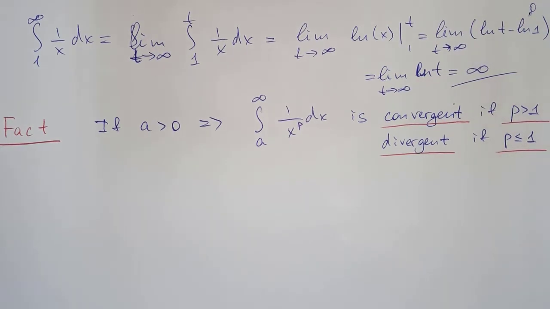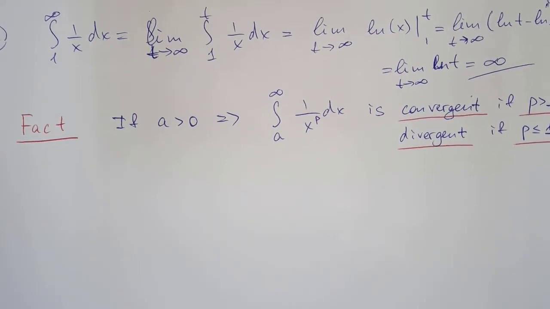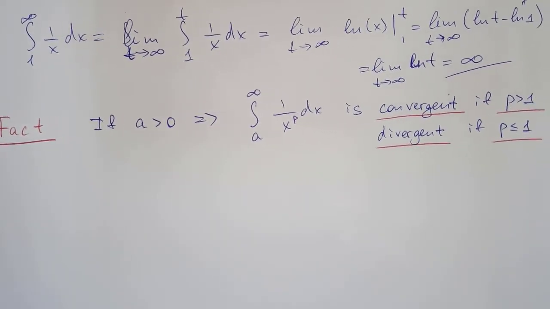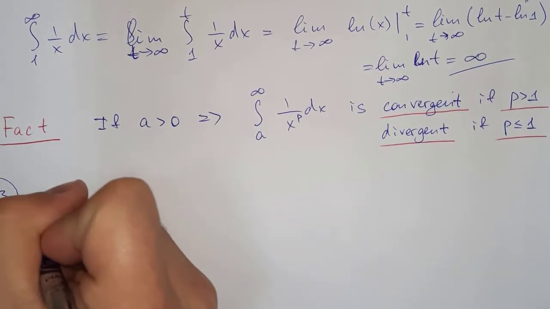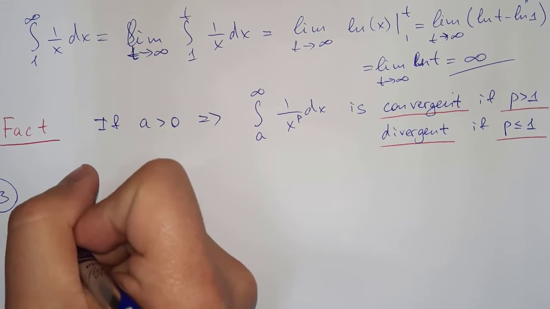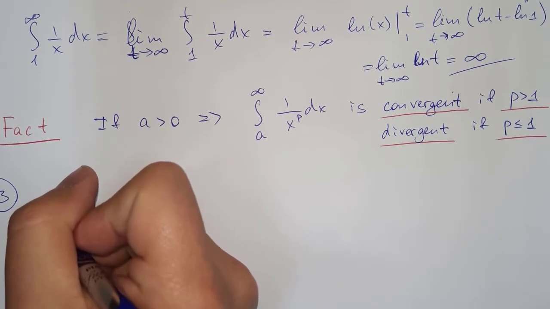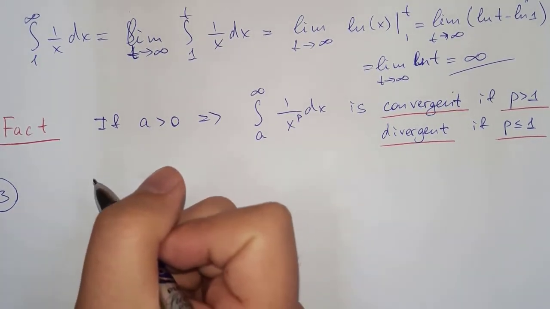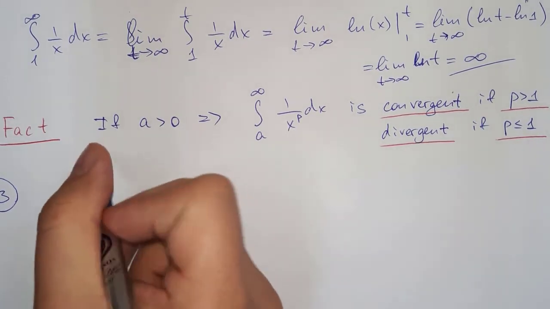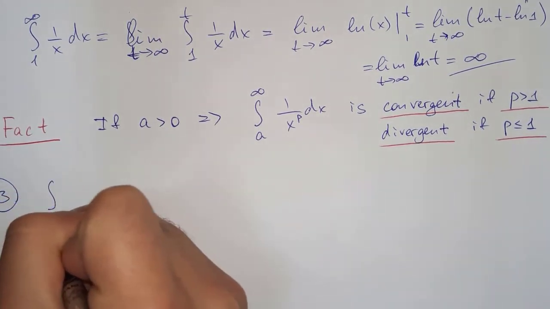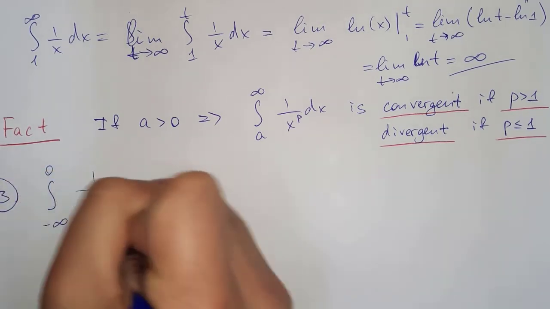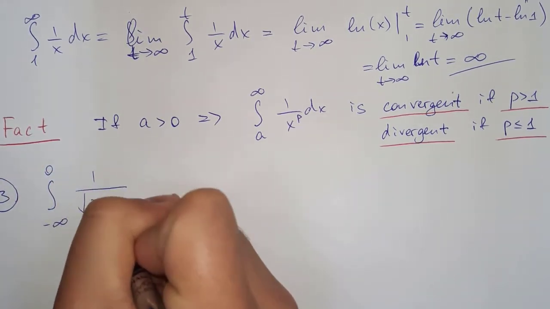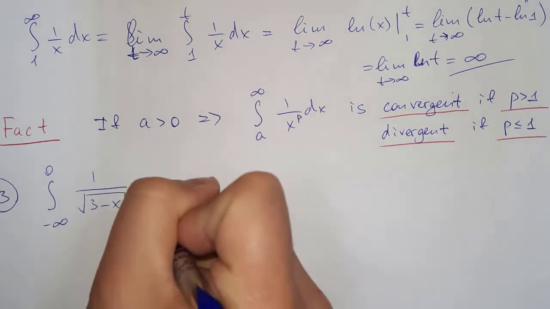Okay, next example now. So, exercise number 3. Determine if the following integral is convergent or divergent. If it is convergent, find its value. Integral from minus infinity to 0 of 1 over square root of 3 minus x dx.